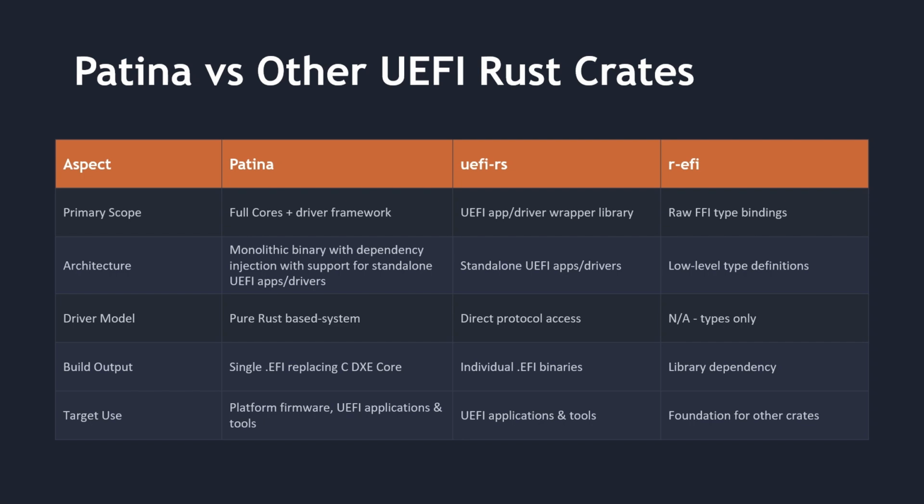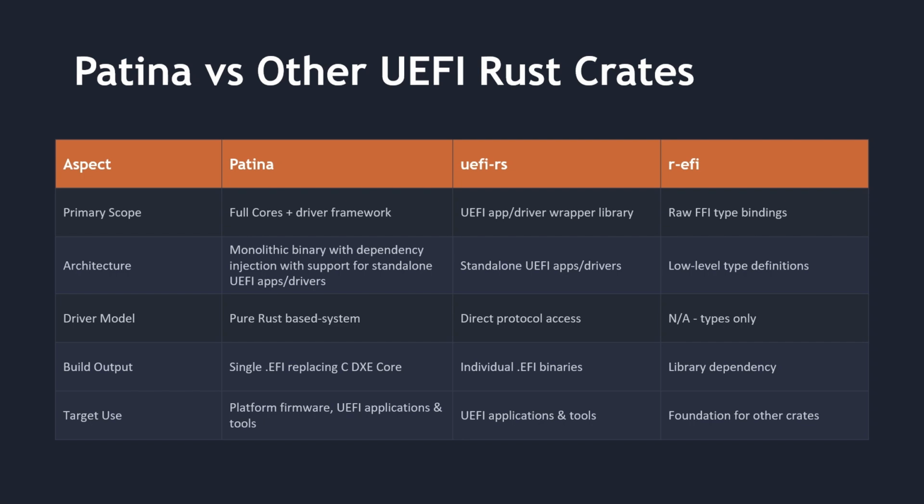Patina is unique in the sense that it provides a complete core environment from the ground up in pure Rust. This means that it does not rely on any underlying C code because it starts at the most basic needs of firmware, implements those in Rust, and continues to do that up the stack.